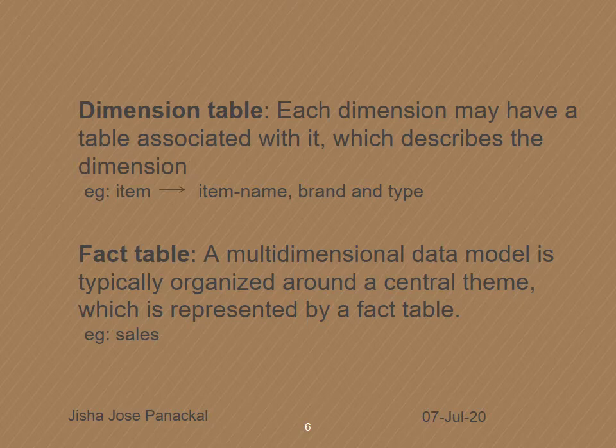And another one is the fact table. A multi-dimensional data model is typically organized around a central theme. We will have a particular concept or theme. Based on that, we are developing some data cube or multi-dimensional model. So that should be represented as a fact table. Here we are storing the data cube for seeing the sales amount happened. So sales is the theme here. So sales is the fact table, which we can represent using a fact table sales.